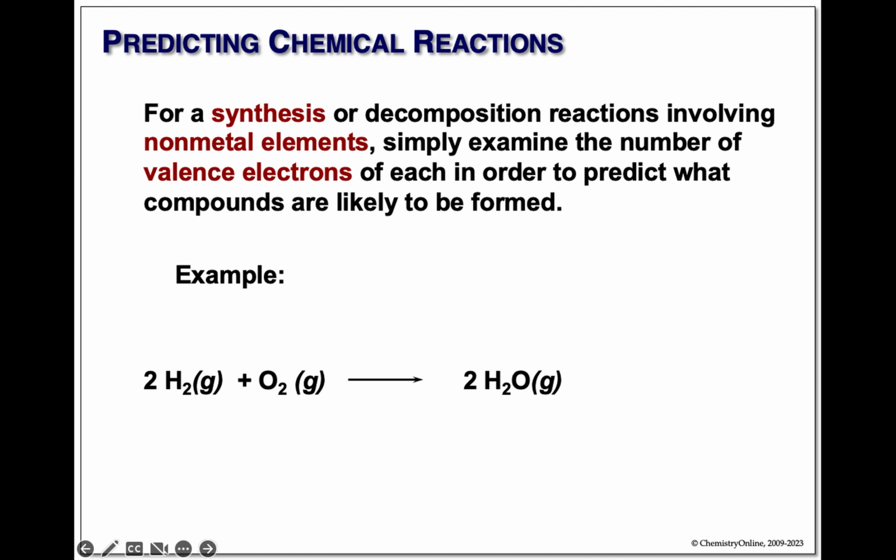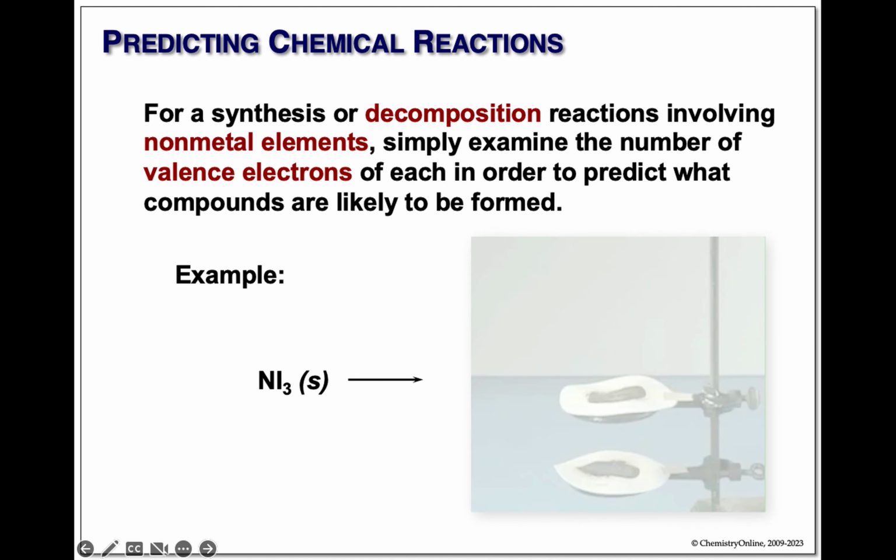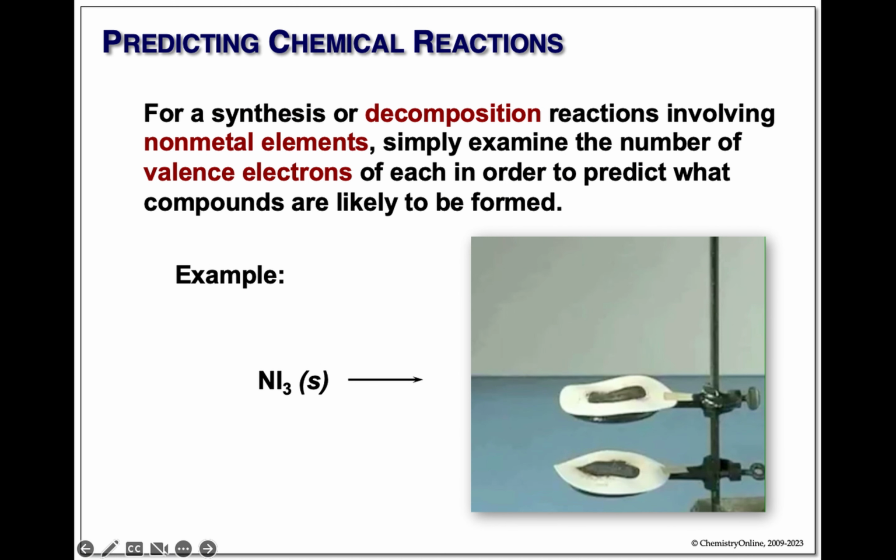Now that's synthesis. One more time. For a synthesis, you look to see if you have a metal. That will tell you if you're making an ionic compound or a molecular compound. For a decomposition reaction, however, there's no clue what's going on whatsoever. You simply do it and you try to figure it out based on what you see.